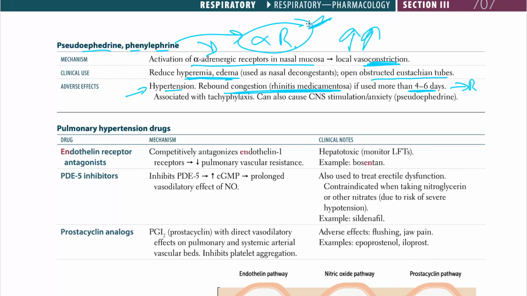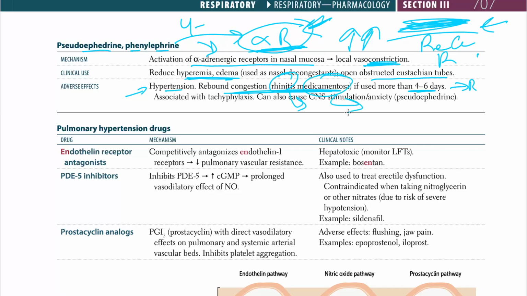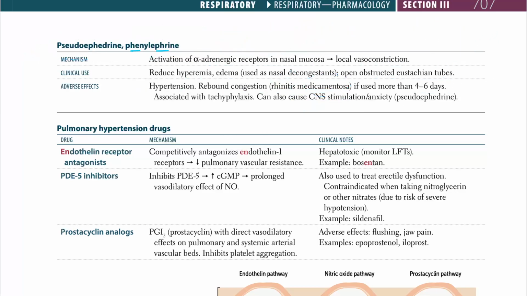desensitization, the receptors are not present there. They have desensitized because you are persistently activating these alpha receptors, so there will be no receptors on the surface. You give the drug and it is just going to linger there, with no receptor to work on. And you will have rebound congestion, rhinitis medicamentosa. Again, the name says it right there: rhinitis, runny nose, medicamentosa, due to some medical thing. Which medical thing? You're giving the drug more.